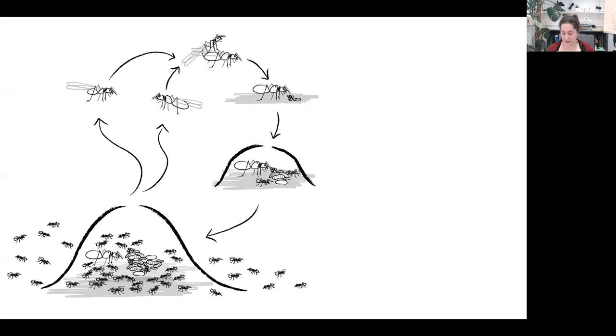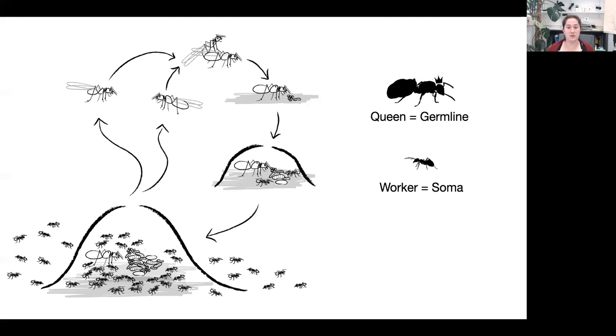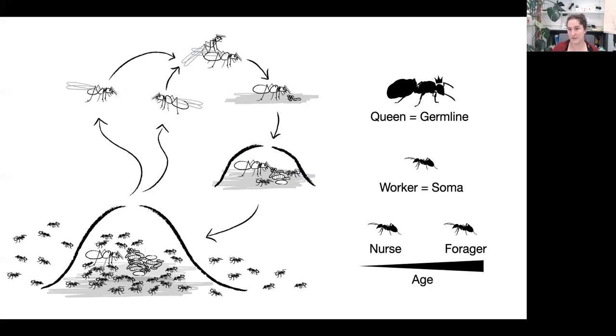So the workers fall into two somatic tissue types, nurses and foragers. In a worker's approximately 1 year long life, she starts as a nurse, caring for young larvae, and eventually she shifts towards foraging outside the nest.